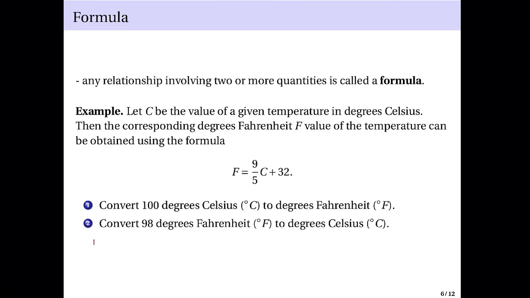So to answer number 1, straightforward. We have C equals 100 degrees Celsius. F is equal to 9/5 times C, so you have 9/5 times 100 plus 32. And then you do the arithmetic here. 100 divided by 5 is 20. So 9 times 20 plus 32, and you will get 212. And then you just insert the unit, degrees Fahrenheit. So straightforward.